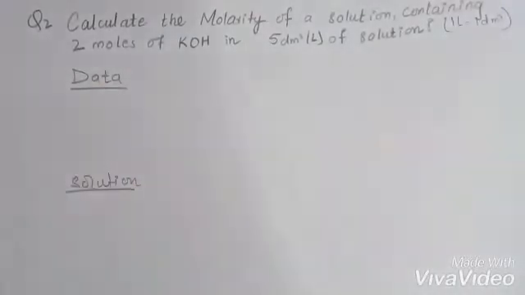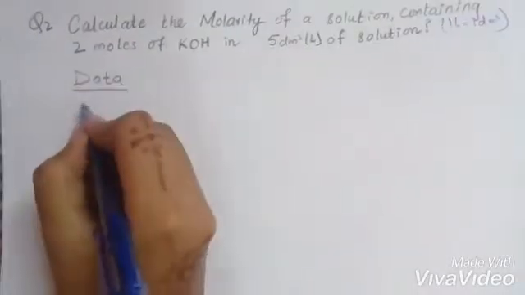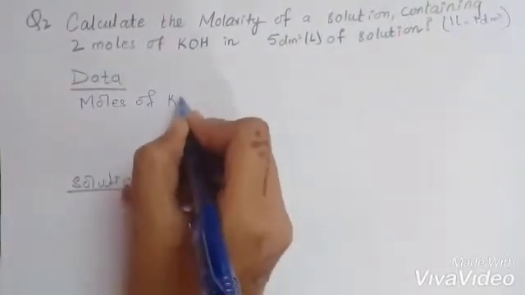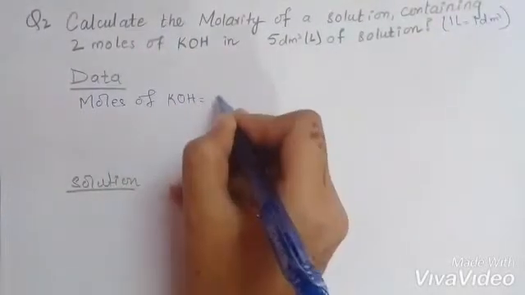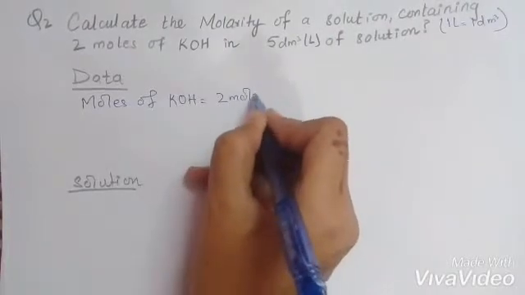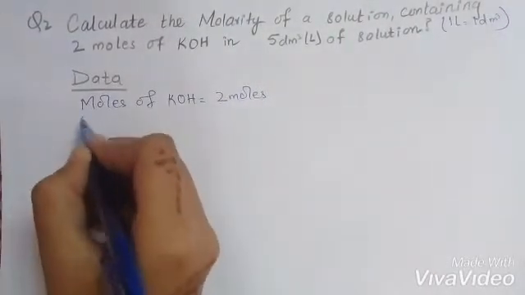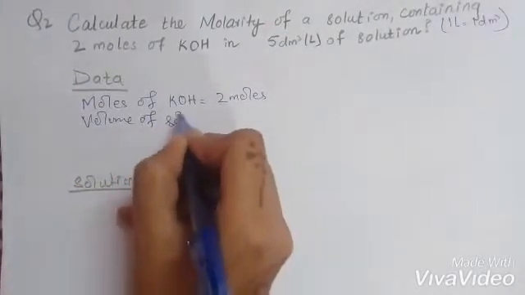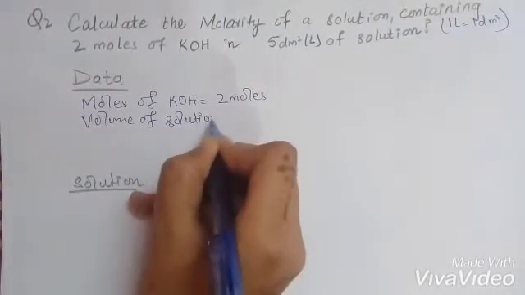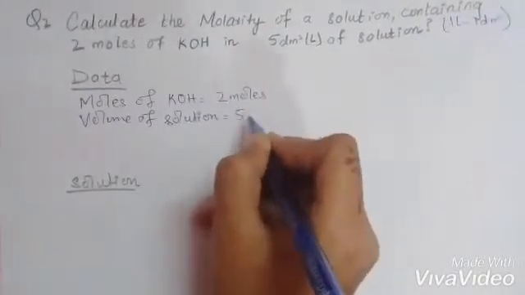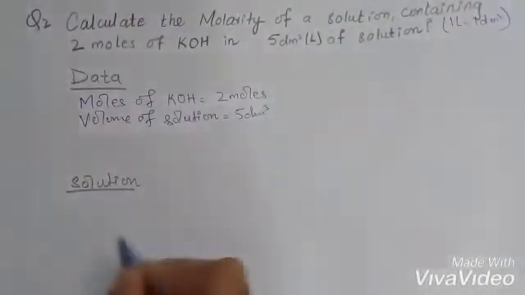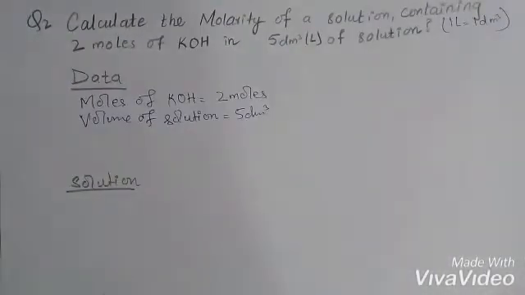I'll write the data. Moles of KOH is 2 moles and volume of a solution is 5. You can write dm cube, you can write liter. I'm writing dm cube because both are same.